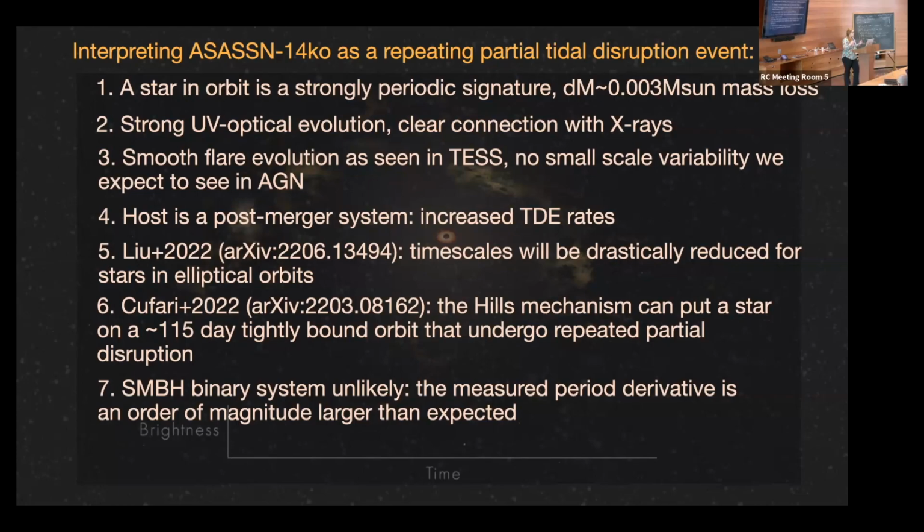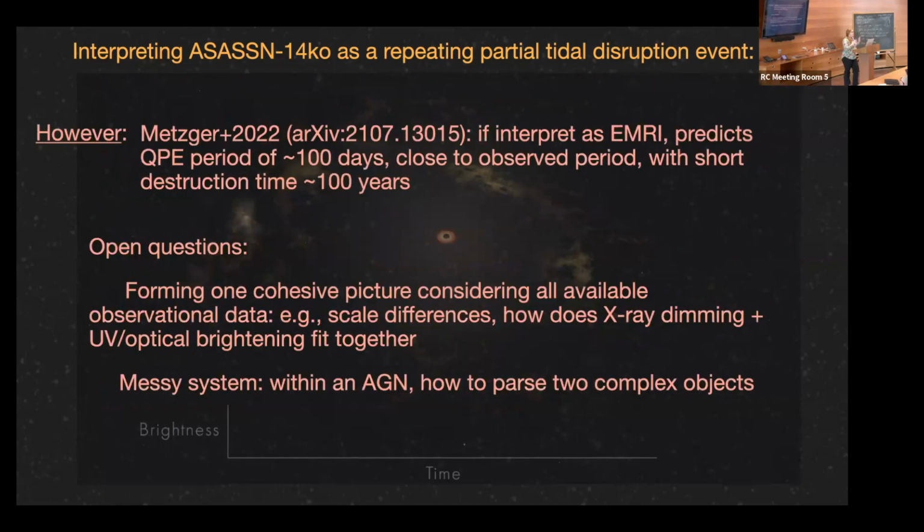And also when we were first thinking about different scenarios, we thought about it being a supermassive black hole binary system, which also would cause periodic events. But this seems unlikely based on the measured period derivative, because it's an order of magnitude larger than what we would expect if it was a black hole binary system. But there are lots of caveats with the system.